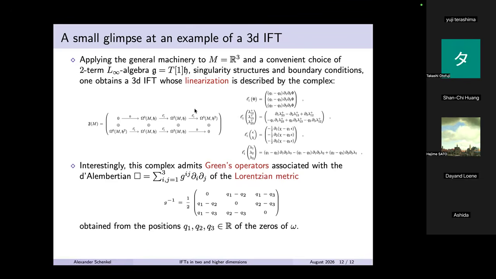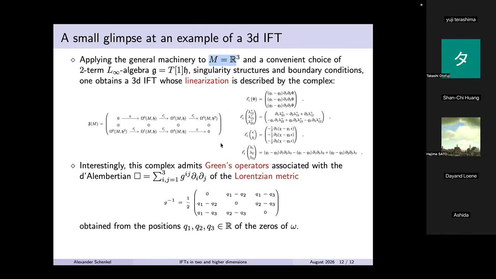What is, in my opinion, quite interesting is that in this construction, I just took R3 with a choice of coordinates. I didn't equip that with a metric. I chose a frame on R3.